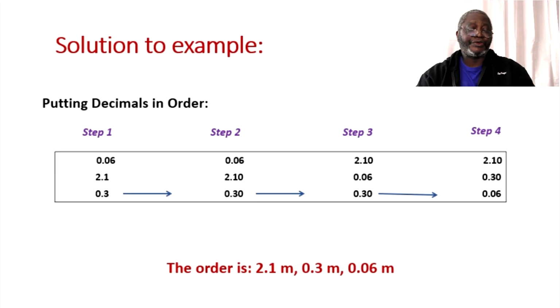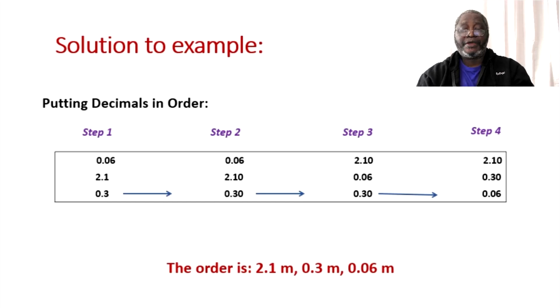Step 1, you see 3 numbers: 0.06, 2.1, 0.3. So you need to arrange that so that all the decimals have exactly 2 decimal places. So 0.06 is correct. 2.1 is actually 2.10. Why is it important to organize them so that they all have the same number of digits? Yes, you're right, because it is easier to compare them.